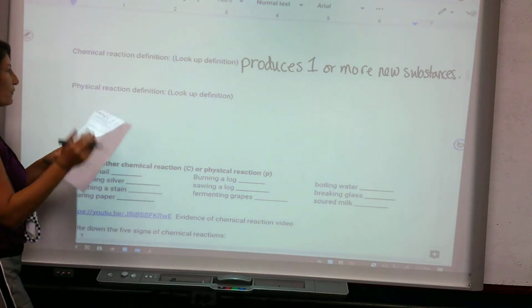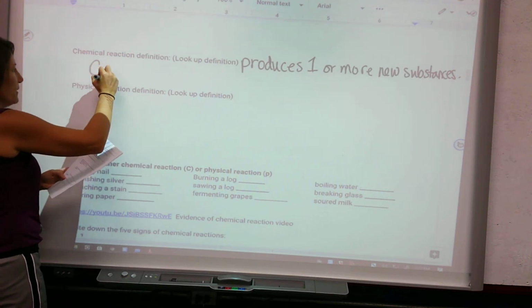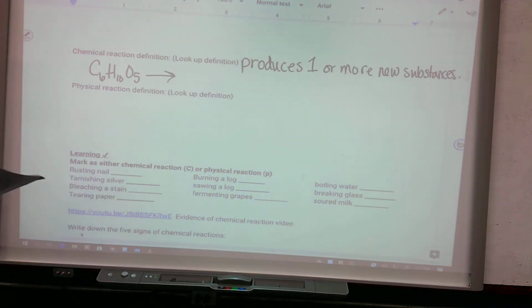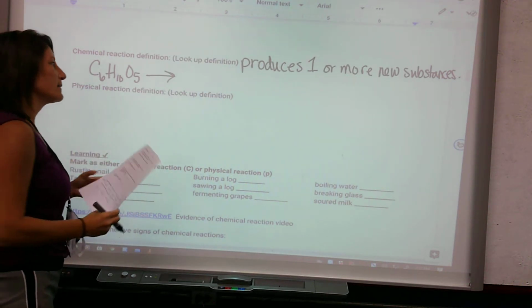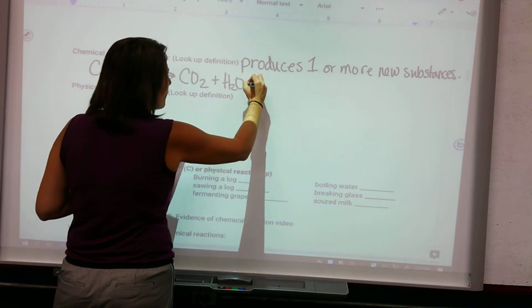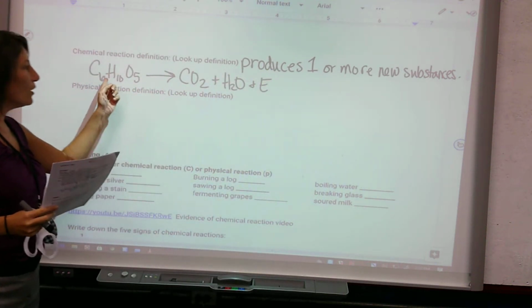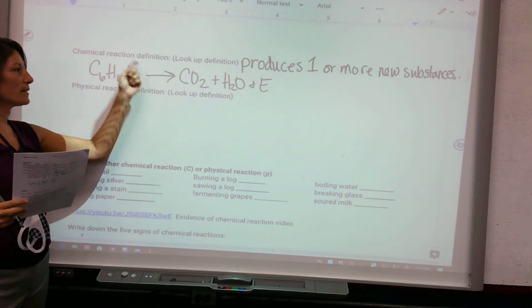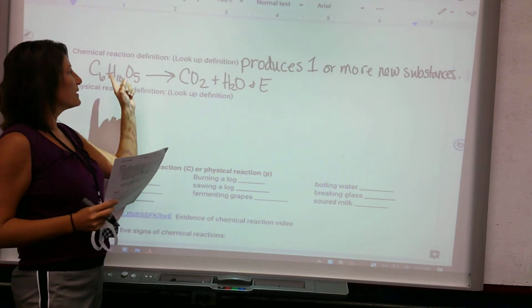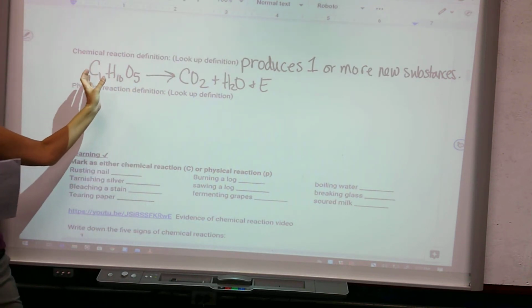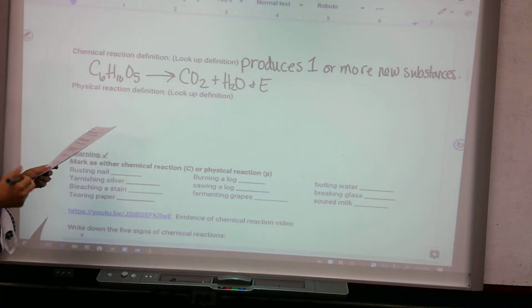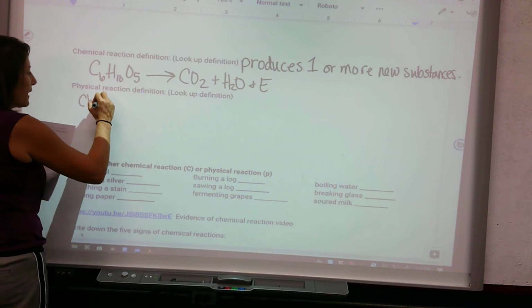So for the paper example, C6H10O5, we burned the paper, and what you get when you burn paper, those gases that you see, is some CO2 gas, some water vapor, and some energy. You also have some of the paper left over because not all of it burns. But you can see where we went from this big molecule and broke it down, a solid to gases.